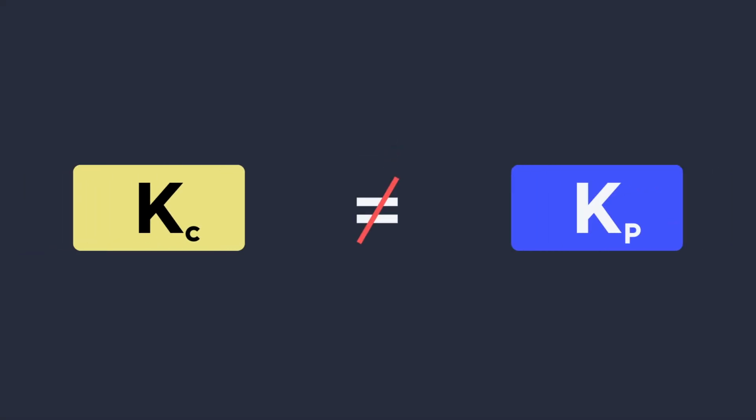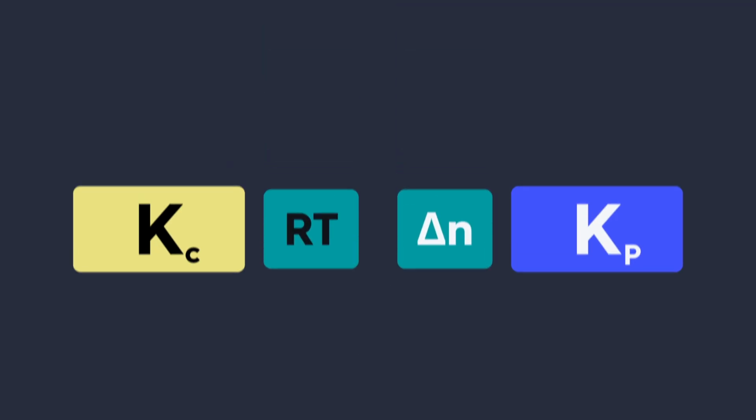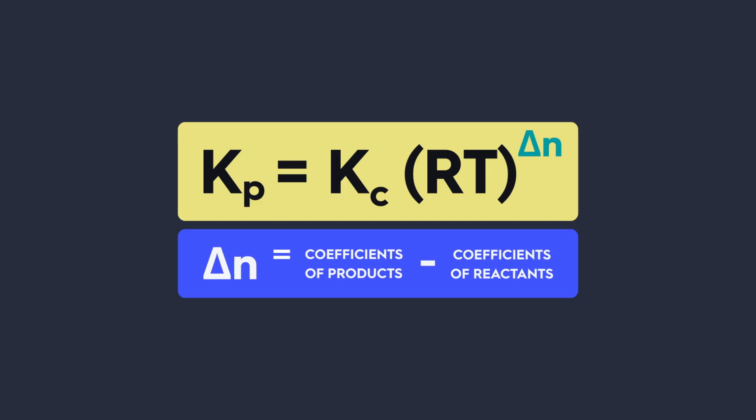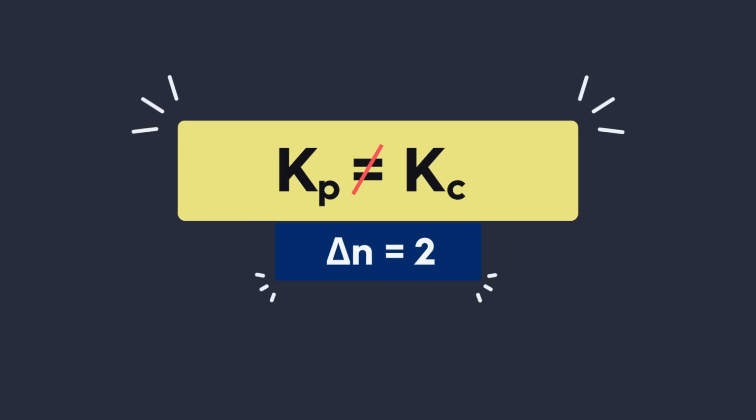Now, let's connect everything we've learned. K sub P and K sub C are related, but they're not always equal. They're linked by this equation, where delta N is the sum of the stoichiometric coefficients of the reactants subtracted from the sum of the stoichiometric coefficients of the products. If the number of gas moles changes during the reaction, K sub P and K sub C will be different.